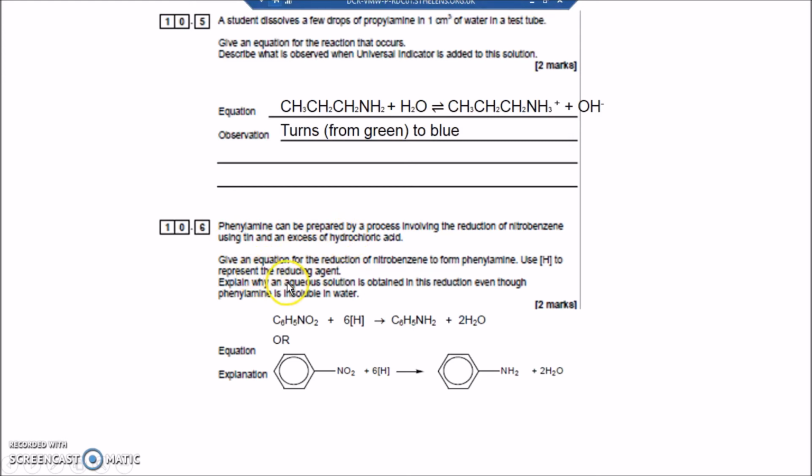Explain why an aqueous solution is obtained in this reduction even though phenylamine is insoluble in water. That's tricky, that. This is a base. NH2 is still a base, and the base will react with hydrochloric acid. And if this NH2 reacts with hydrochloric acid, it will take the H plus from the hydrochloric acid, making NH3 plus and Cl minus. So it's going to make NH3 plus Cl minus, which is ionic and will dissolve in water. Tricky part of the question, that.